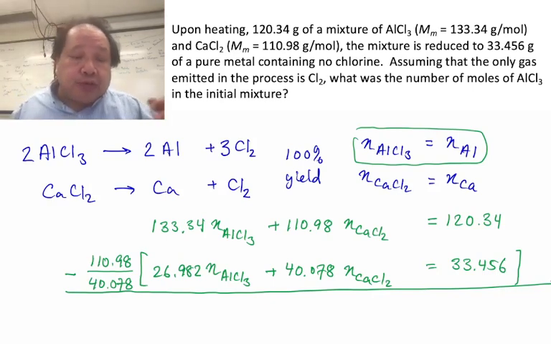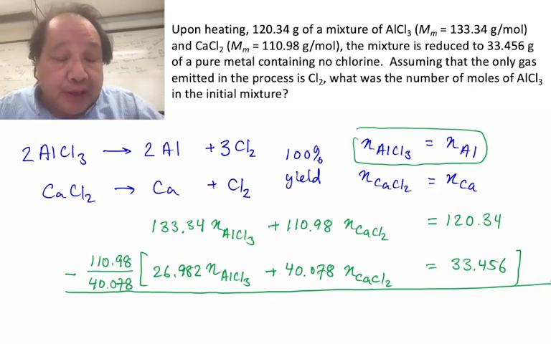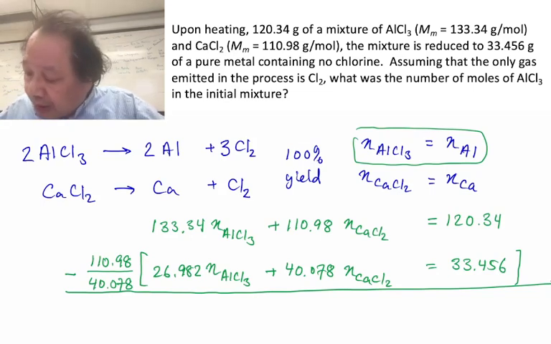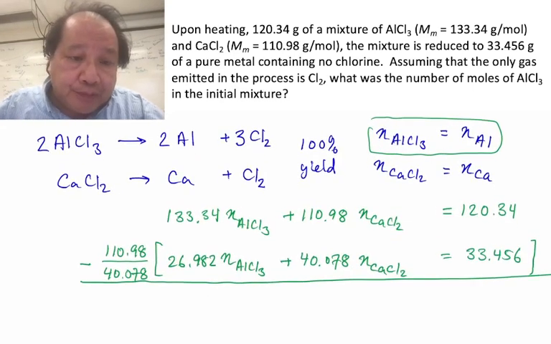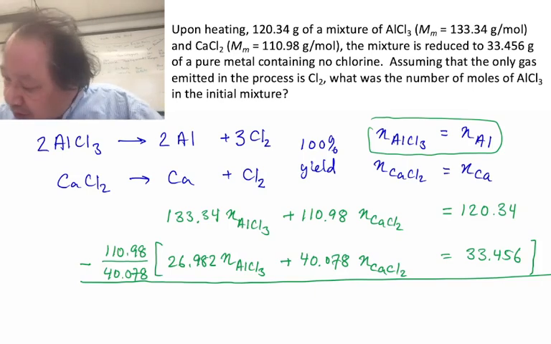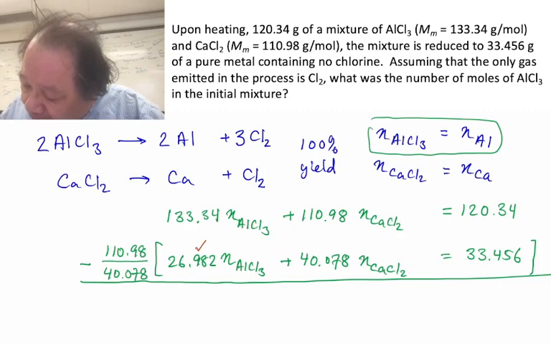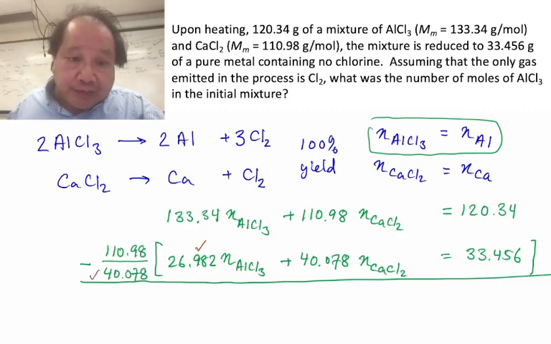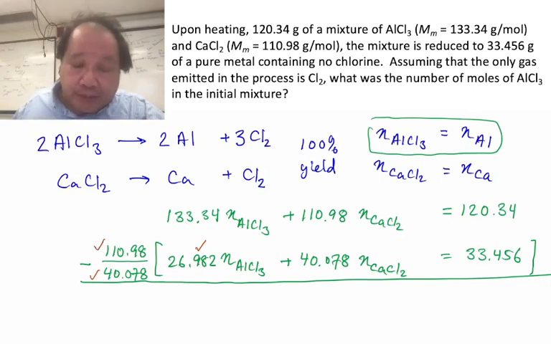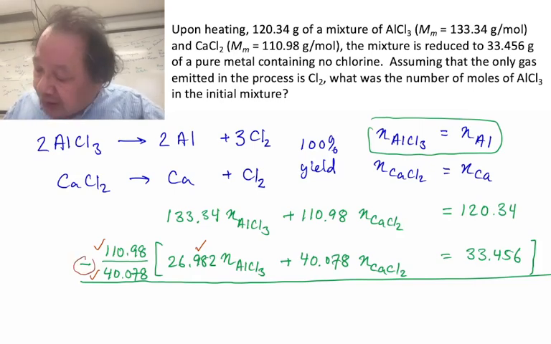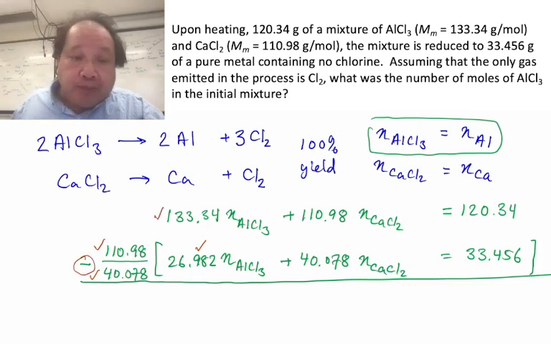And now we're introducing a combination of mental math and the calculator. And what you want to do is really write as little as possible. And we're going to do that right here. We're going to take 26.98 and I'm going to divide it by 40.078. And then I'm going to take those two things and multiply by 110.98. And then I will subtract that number from 133.34.